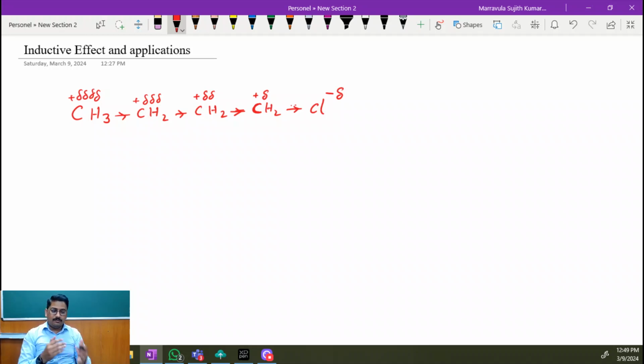So why do we have this? Because of this inductive effect, we can explain the stability of carbocations, stability of carbanions, acidic strength as well as basic strength, and also we can discuss the reactivity of alkyl halides. Okay, it's very simple. So now see the next one. For the characteristics, first of all, we should write the definition.